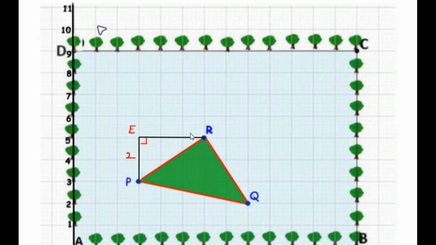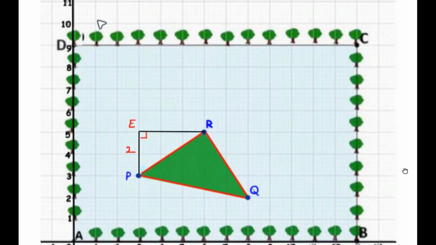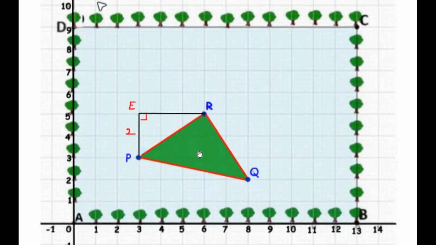Similarly, to find out the length of ER, we are going to subtract their x coordinates. So the x coordinate of R is 6 and E is 3. So 6 minus 3 will give us a length of 3. Now since PER is a right angle triangle, we are going to use the Pythagoras theorem to find out the length of PR. So let me write here.